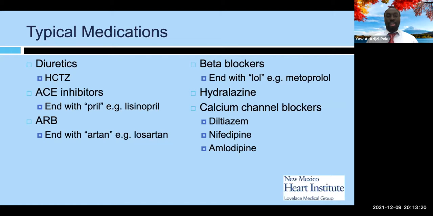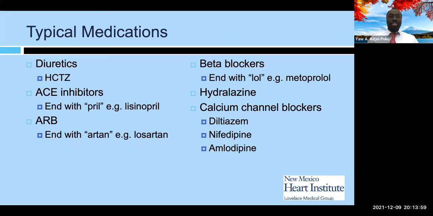Now, what are the typical medications that we use for treatment of blood pressure? These are medications that many of us have heard of: diuretics such as hydrochlorothiazide, spironolactone; ACE inhibitors, and these are typically medications that end with pril, like lisinopril and enalapril. Angiotensin receptor blockers, ARBs, which are medications that end with artan, like losartan, candesartan. Oftentimes we use ARBs in patients that don't tolerate ACE inhibitors.